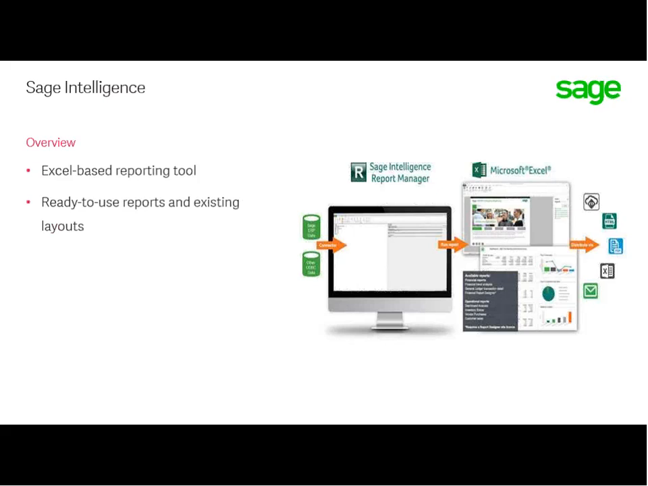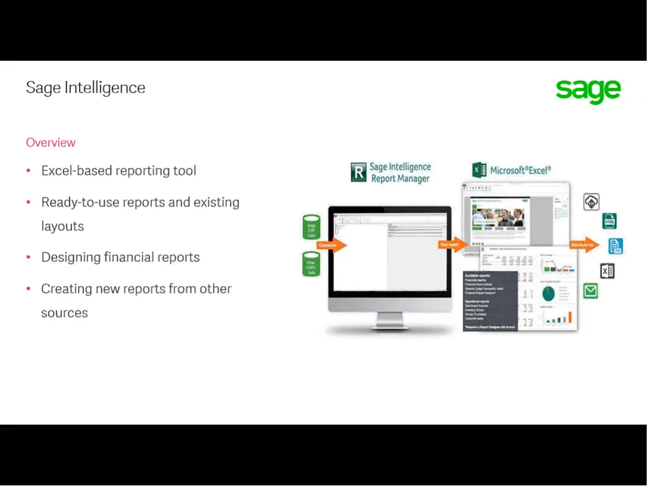Now, we have ready-to-use reports and existing layouts, and I'm going to show you in our demonstration how you simply run the report. Again, they all open up into Microsoft Excel, as you can see here, and you can take a look at your information and use Excel to make any changes. But you can also design your own financial reports, using the Financial Report Designer that I'll go into more detail on. You can design them down to the cell level. Anything you need for your financial reports, you can design using Sage Intelligence.